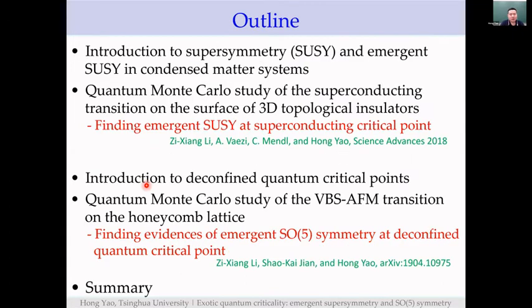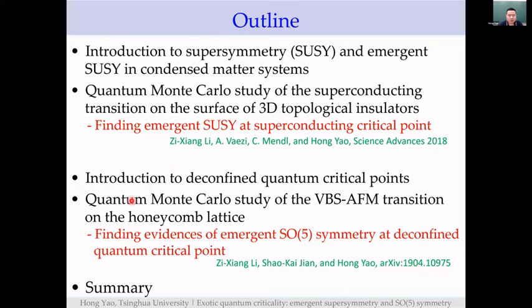Here's the outline of this talk. First, I will give you a brief introduction to supersymmetry, or SUSY, and emergent SUSY in condensed matter systems. After that, I will discuss a quantum Monte Carlo study of the superconducting transition on the surface of a 3D topological insulator. From this study, we found evidence of emergent SUSY at the superconducting quantum critical point.